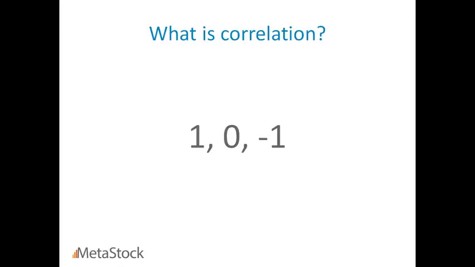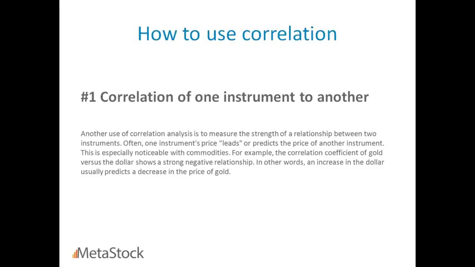So if I was going up and my relationship was -1 and the Dow was going up, then whatever it was on the other side would be going down in an exactly opposite direction. So that's what a correlation is and how it applies. So how would I use this on a chart and looking at the market? Well, there's actually 3 different ways we can use correlation in a software. One is correlation of one instrument to another.